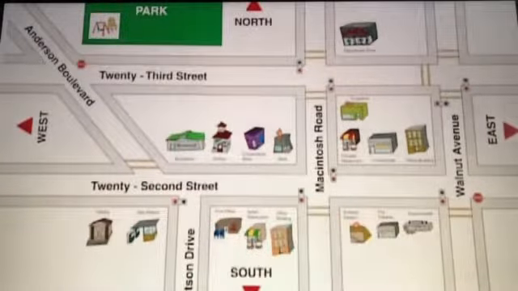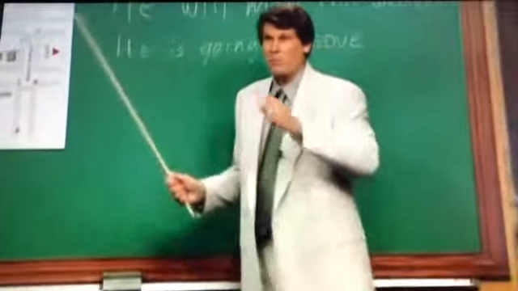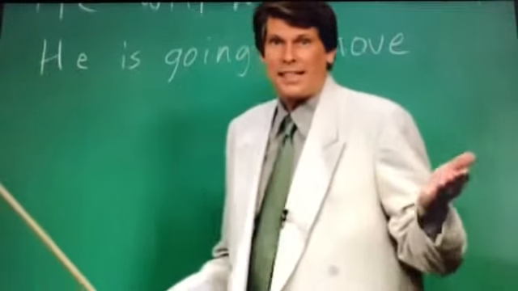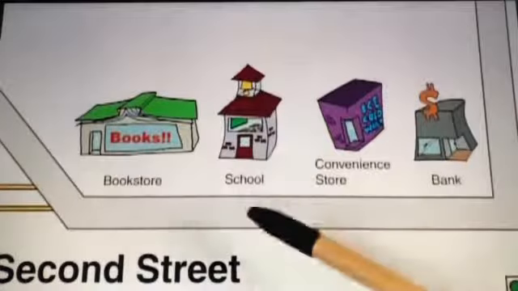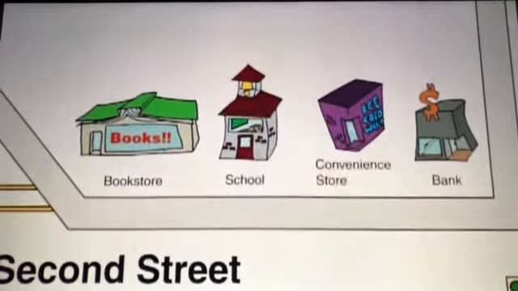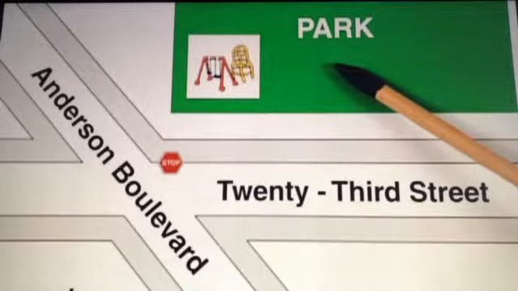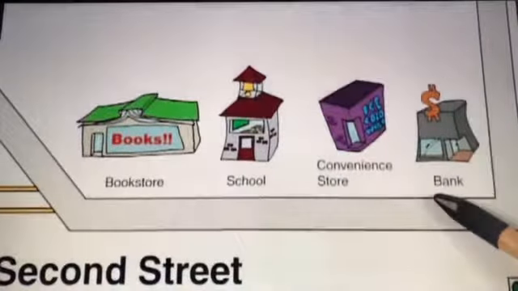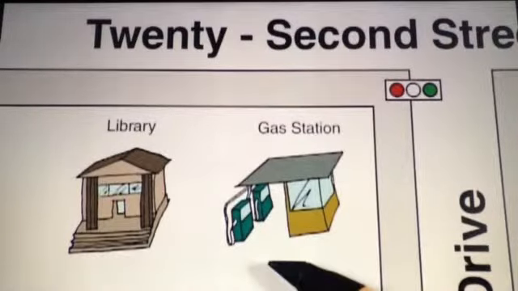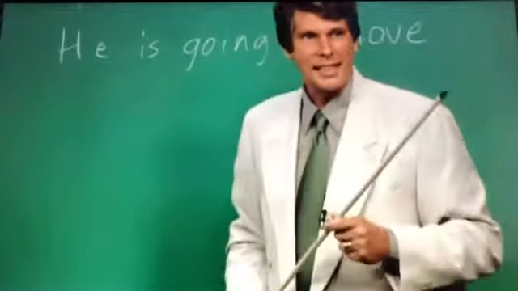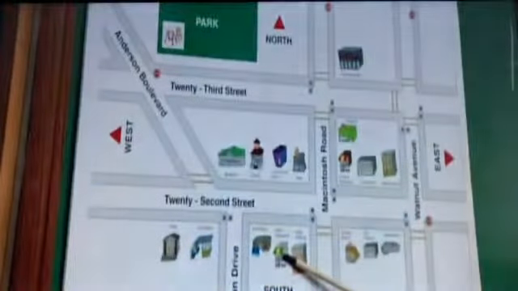This is a poster of our neighborhood. Do you remember it from the last class? Yes. What do you see that is the same, Juan? The school. The school, yes. Maribel? The park. The park, very good. Anna? The bank and the gas station. The bank and the gas station, very good. How about you, Vicente? The Italian restaurant and the Chinese restaurant.